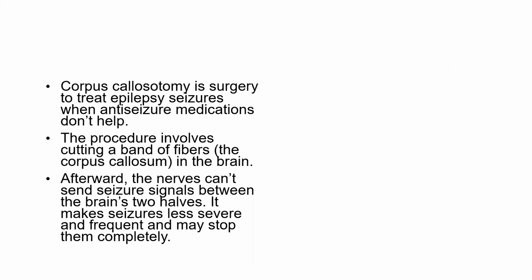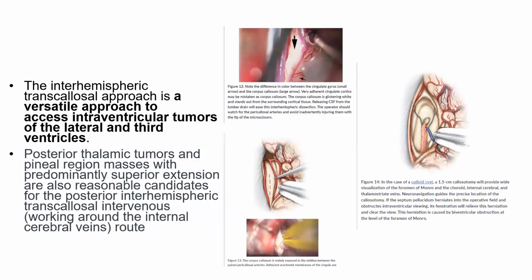Another important thing over here is the corpus callosotomy, which is a surgery used to treat epileptic seizures when anti-seizure medications do not help. The procedure involves cutting a band of fibers, the corpus callosum, in the brain, and afterwards the nerves cannot send seizure signals between the brain's two halves, making seizures less severe and frequent, and may stop them completely. And there is also the interhemispheric transcallosal approach, which is a versatile approach to access intraventricular tumors of the lateral and the third ventricle.